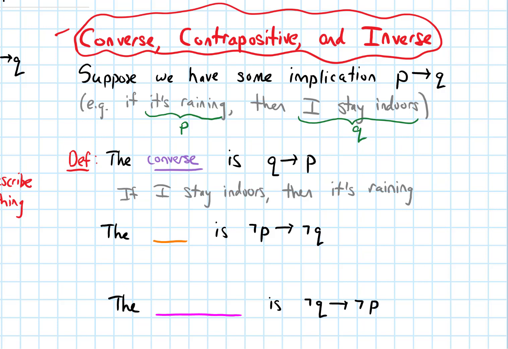The next term is the inverse. The inverse of P implies Q is similar to the original, but we put negations on the P and the Q. So it's if not P, then not Q. In our example, if we keep the P and the Q where they are but negate both of them, we get the sentence: if it's not raining, then I don't stay indoors.